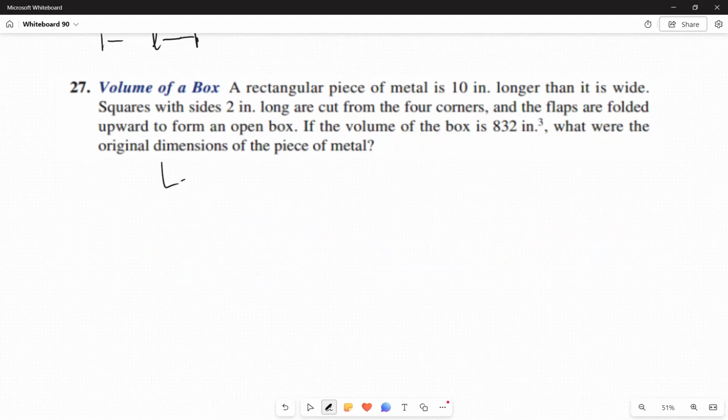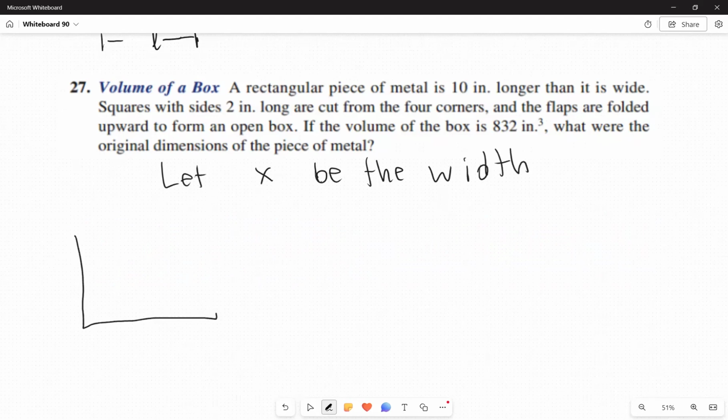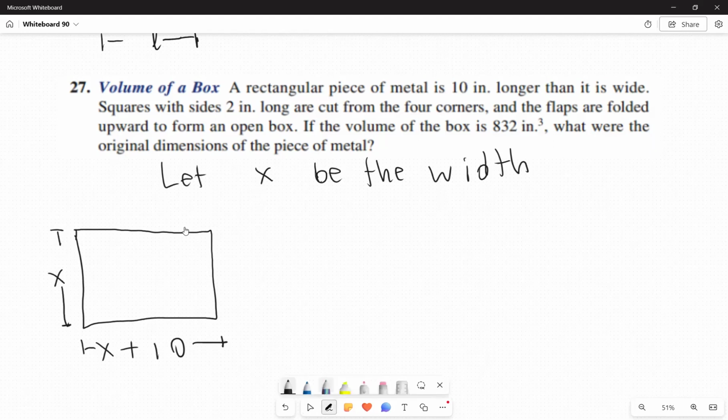We want to find the dimensions of the piece of metal. So let X be the width, since it says longer than it is wide. And the original piece has dimensions X and X plus 10. Squares with sides 2 inches long are cut from the 4 corners and the flaps are folded upward to form an open box.